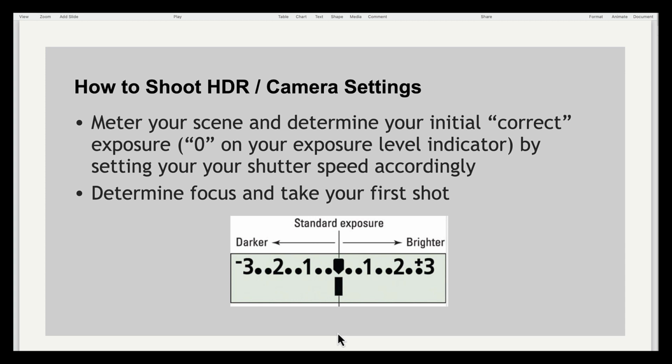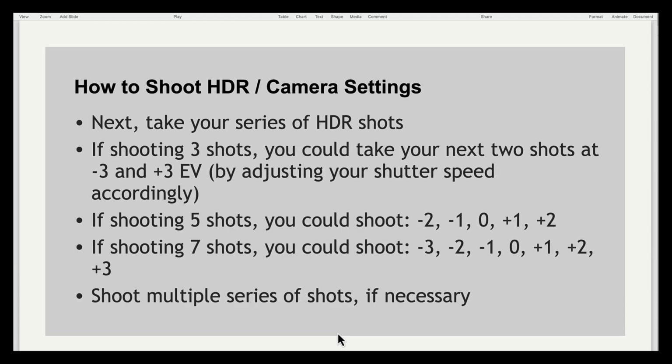Obviously, we're going to focus on what we need to focus on in our image, and then we're going to take that first shot. Next, we're going to take our series of shots, and we can keep this simple. If we're doing a series of 3 shots, our next 2 shots could be at -3 and +3, okay? So taking our second shot with 3 stops underexposed, and then our last shot 3 stops overexposed. And we achieve that by adjusting our shutter speed accordingly.